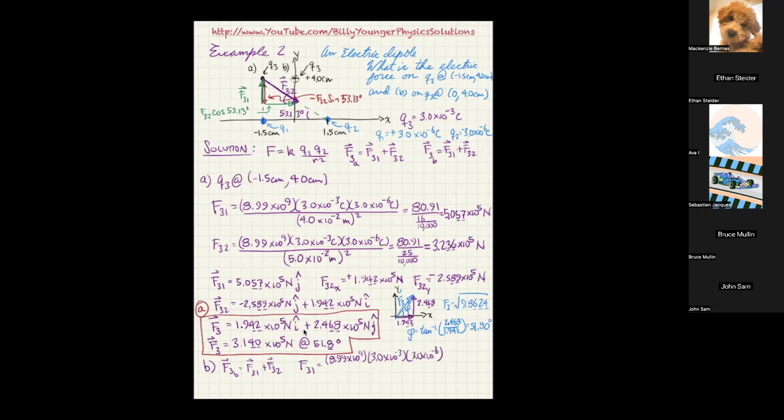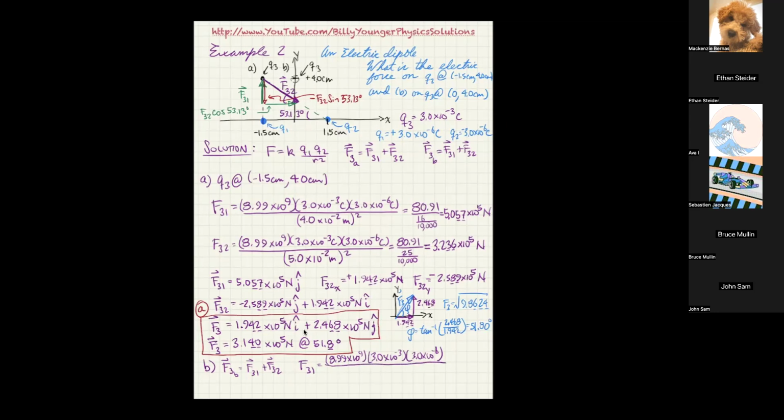Now, in this case, the distance is a little odd. I'm going to have to go to the right 1.5 centimeters. If I'm going from Q1 to 3, for instance, I'd go to the right 1.5 centimeters and then up 4. So I've got to figure out what that is. And if I'm doing the 3, 2, then I have to go to the left 1.5 centimeters and up 4. But luckily, that's going to be the same for both forces. So at least I'll have the same denominator.